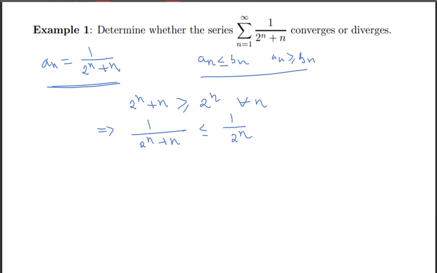Yes, sir. So this is your an, the given series. Now choose this as your bn. So we are having an less than or equal to bn. So when an is less than or equal to bn, if you know that the bigger one is convergent, then you can comment on this smaller one.